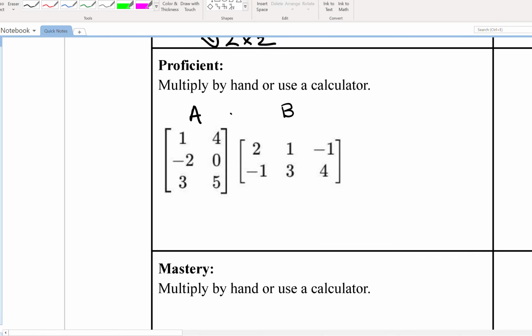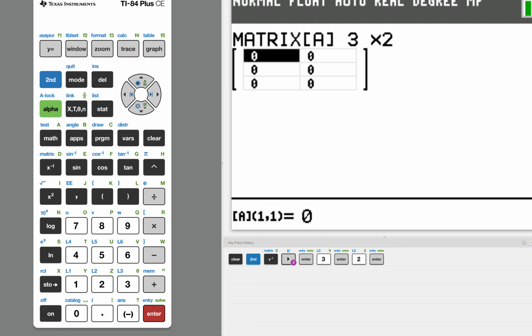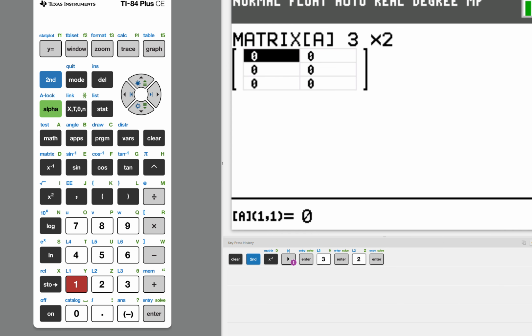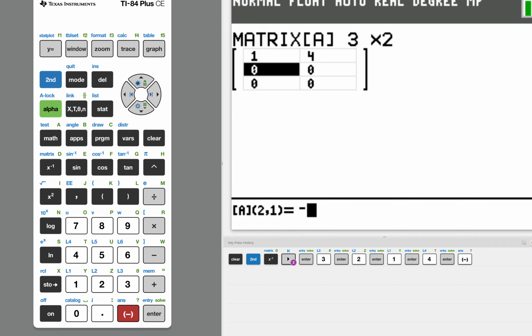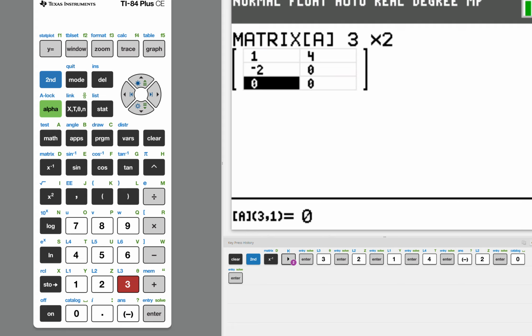It's got 1, 2, 3 rows by 1, 2 columns, so this is a 3 by 2. So I put in 3 by 2, and it opens up enough options. Then I just put those in: 1, 4. Negative 2, 0. Make sure you're using the negative button down here. Then 3, 5. And then we're good with that.